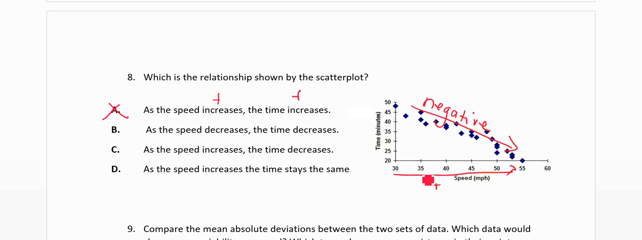As the speed decreases, so speed is decreasing when I look to the left, the time decreases. Well, no, actually my time, if I look from this direction where my speed is decreasing, then actually the time is increasing, and it doesn't really make much sense. Okay, as the speed increases, the time decreases. So here's my speed, and my time is actually decreasing as my speed increases. So C is my correct answer.